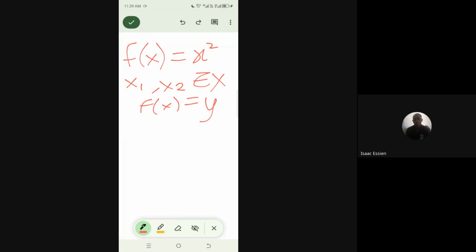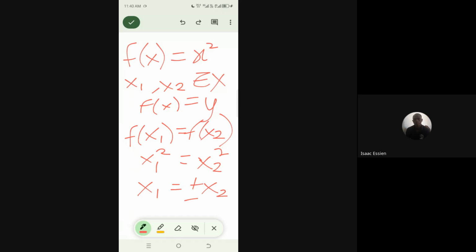We want to prove it and see whether it is going to be 1 to 1. So we start by stating this: f of x1 is equal to f of x2. Then we know f of x1 is x1 all squared, which is equal to f of x2, which is x2 all squared. So you find the square root of both sides. When you find the square root, this will become x1 is equal to plus or minus x2.